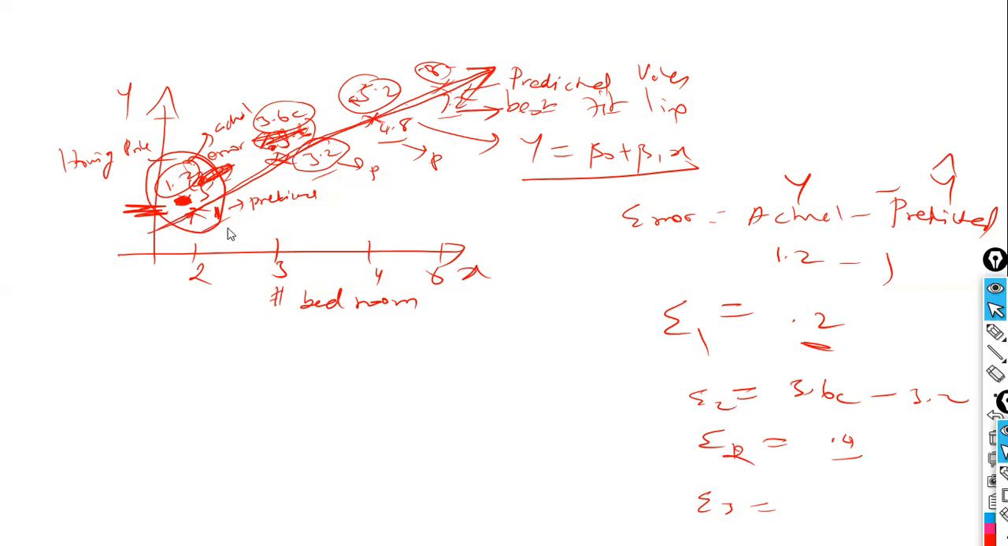See here, predicted is 1. I put 3 P's, all the P's are predicted. The above, everything circled on top, is the actual value. Actual minus predicted, that is your error.